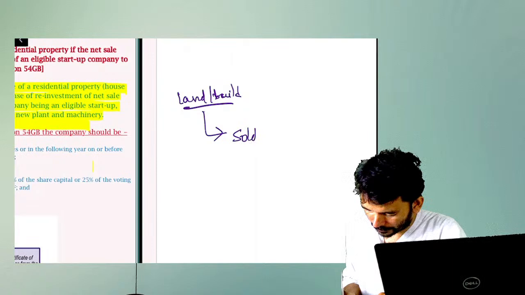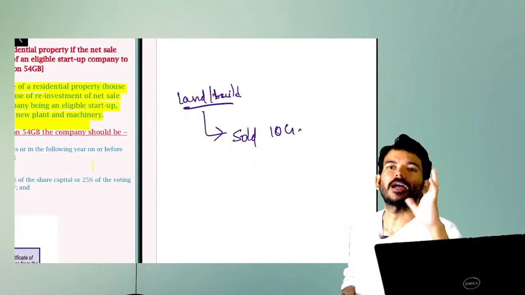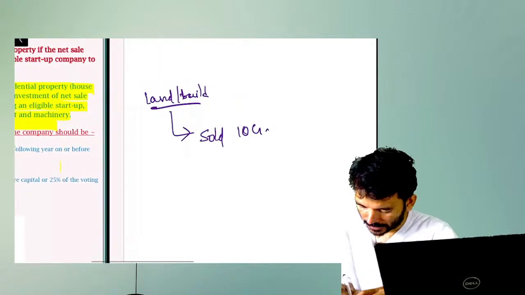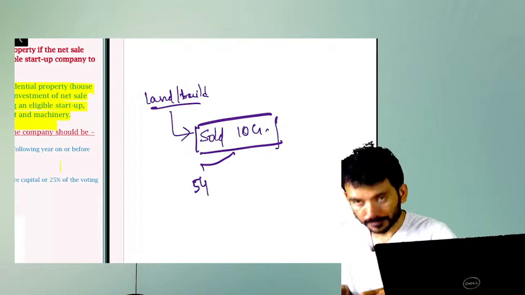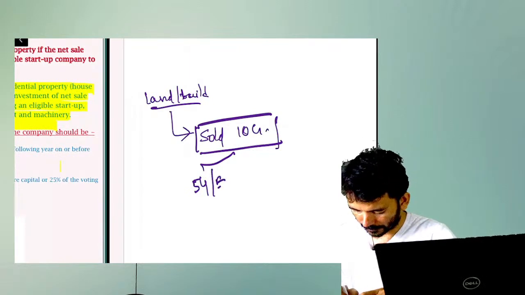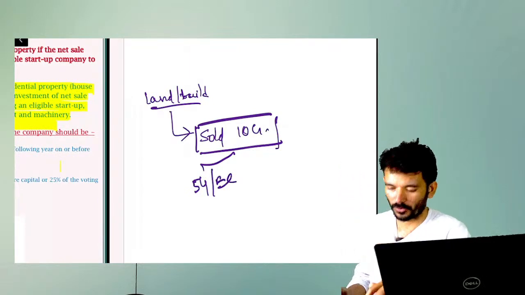You sold it for 10 crores. We'll take an example. 10 crores. You have a huge capital now. So what they are saying is, this money, if you want, you can go with 54 or 54 EC. Fine, but you are very rigid. You don't want to go anywhere.